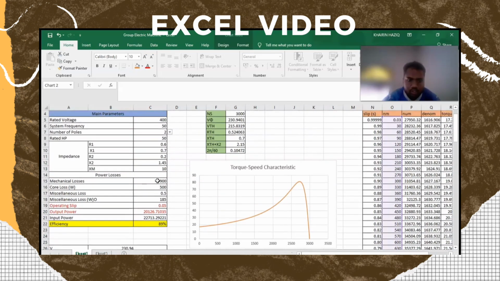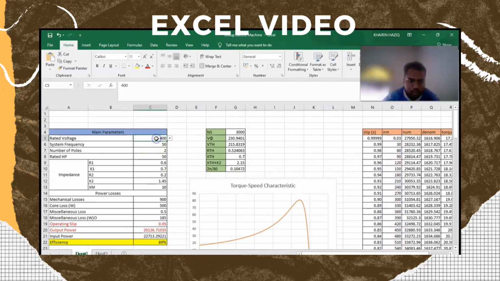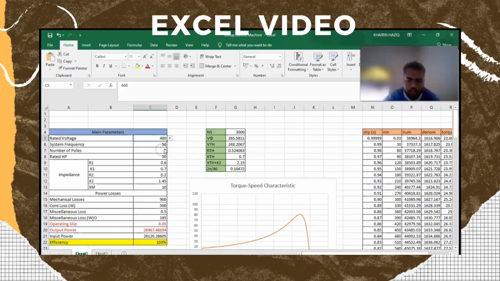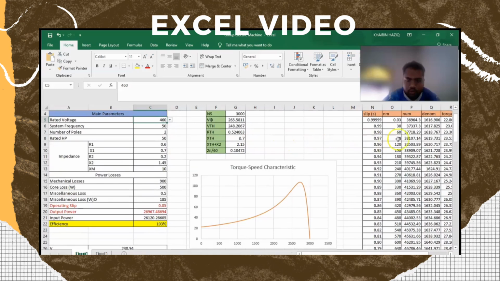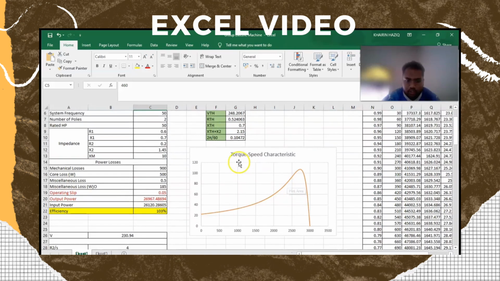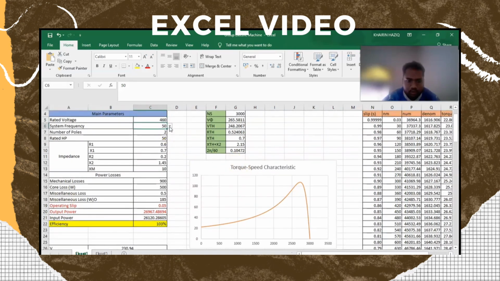And as you can see here, when we change our value or our variable here, we can see the value of our data or what we calculate is changing also, and the graph is changing like this.